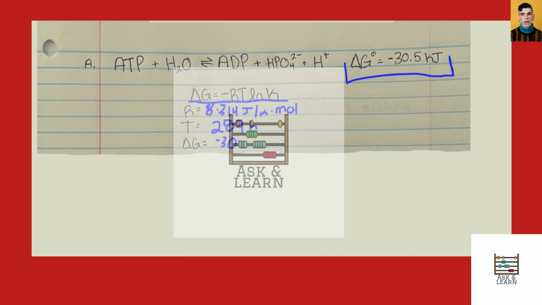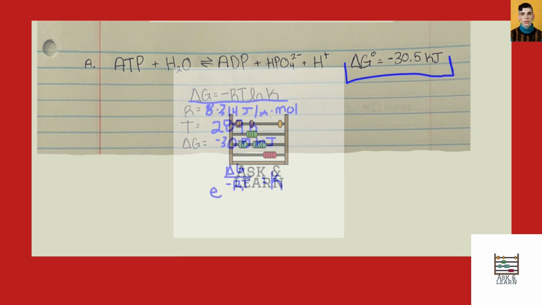Kelvin, 30.5 kilojoules. And from there, we're just going to plug and chug. So I personally like to solve for K and then plug in all the numbers. If you solve for K, you should get e raised to the delta G divided by negative RT equals K. And then you're just going to plug in the values from there.